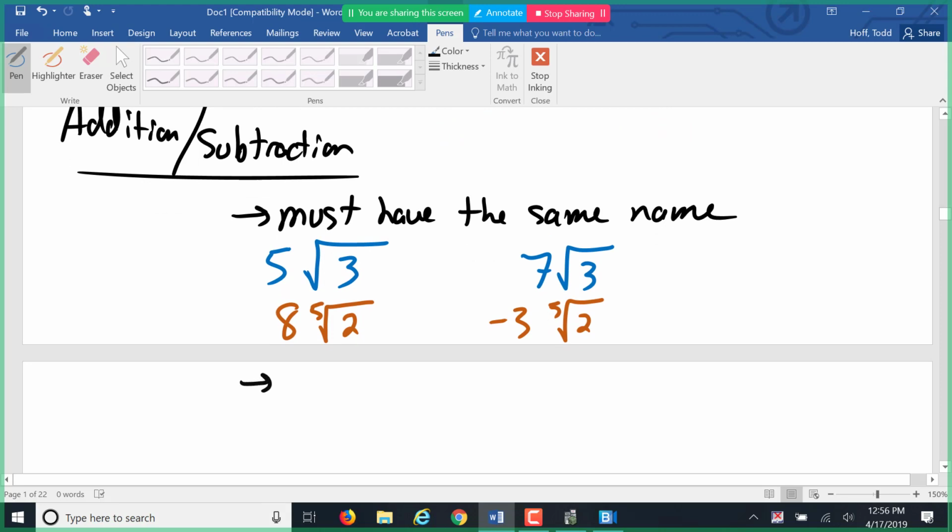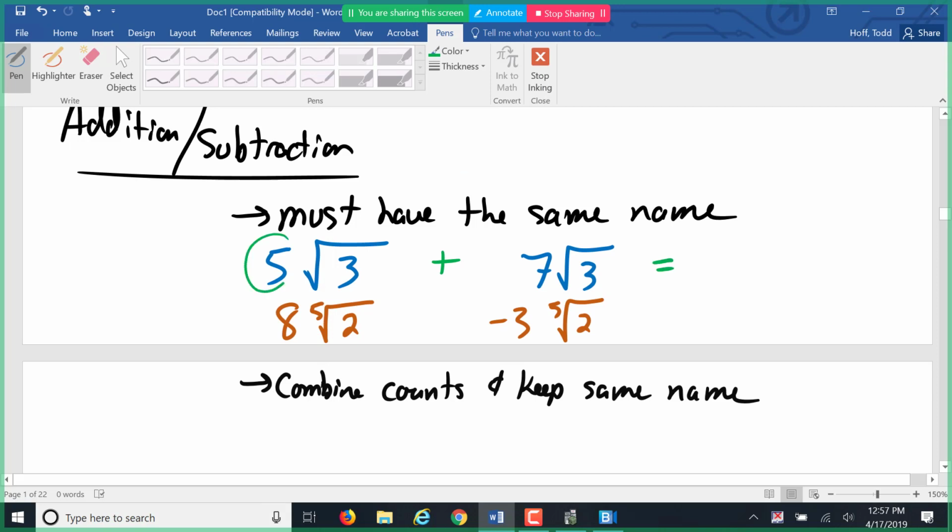And then, once we know they have the same name, we combine counts and keep the same name. So let's go back up here. Let's say this is 5 square roots of 3 plus 7 times the square root of 3. The counts would be the 5 and the 7. If we combine them, 5 plus 7 is 12. That's combining the counts, and we keep the same name. The name is square root of 3. Notice that's just like having 5x plus 7x makes 12x.